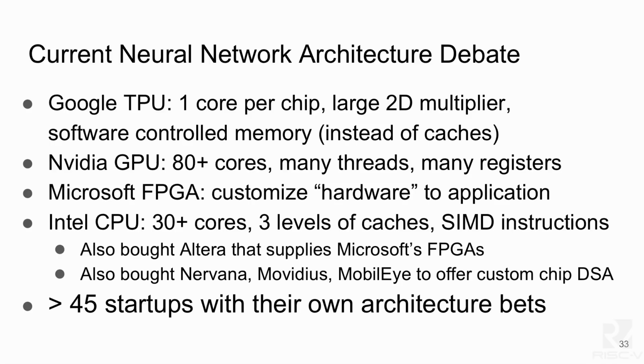Intel bought the company that made the FPGAs that Microsoft is using. It bought companies that are doing TPU-like domain-specific architectures, and it's trying to make its general-purpose processors good for it. But besides all that, a few years ago we said there were no startups in hardware. There are at least 45 now doing DSAs for machine learning. And so it's a very exciting time.